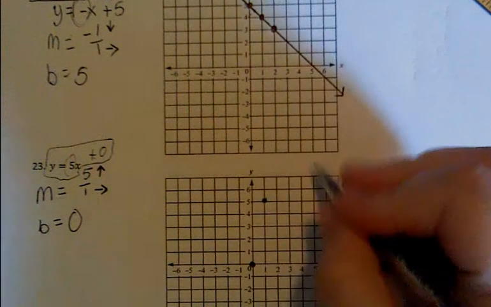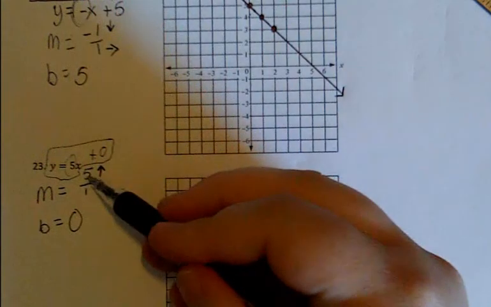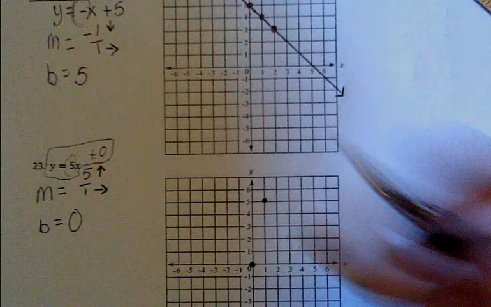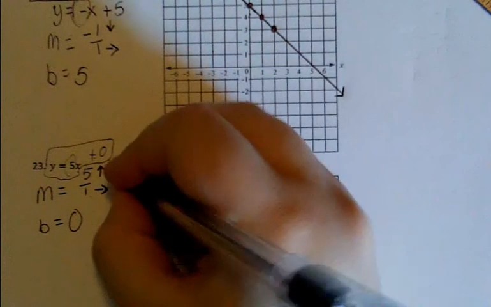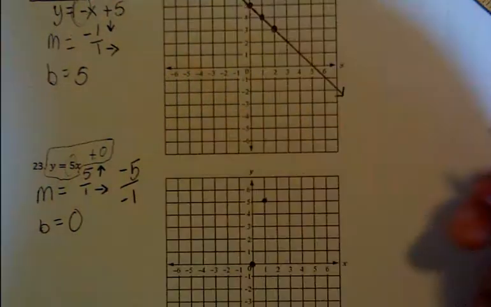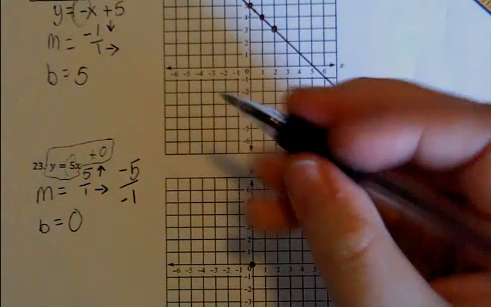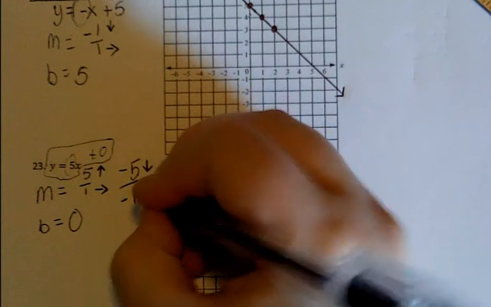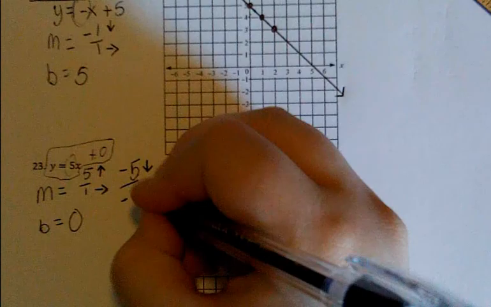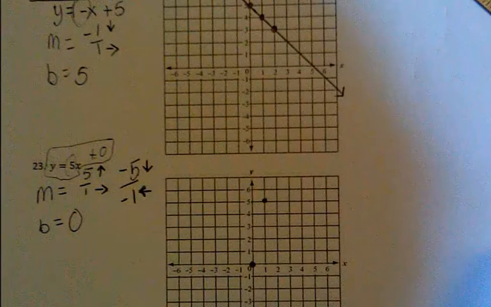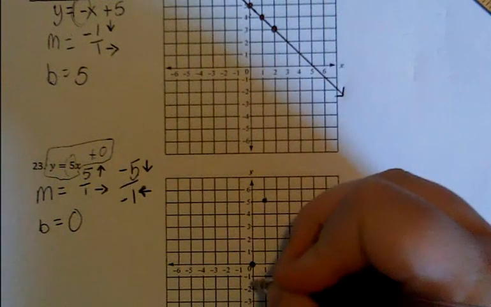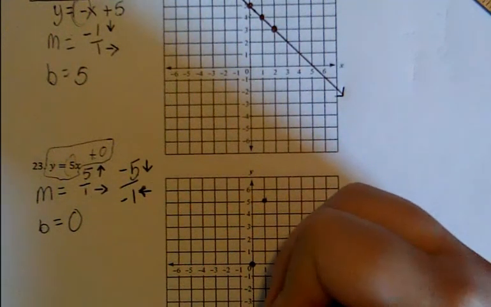What we can do is swap the sign of each of these numbers to go the opposite way. So instead of a positive 5, I'm going to go a negative 5, and instead of a positive 1, I'm going to go a negative 1. So rise over run would now mean down 5, and then to the left 1. So I'm going to start at my origin, and I would go down 5 to the left 1.